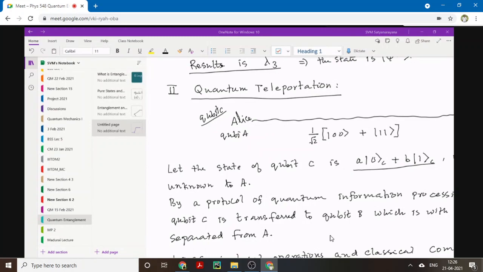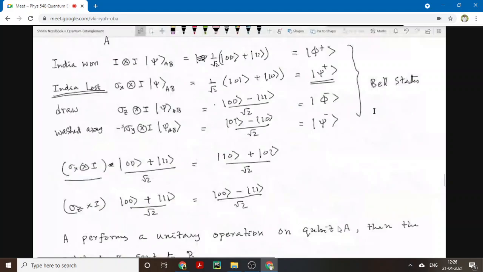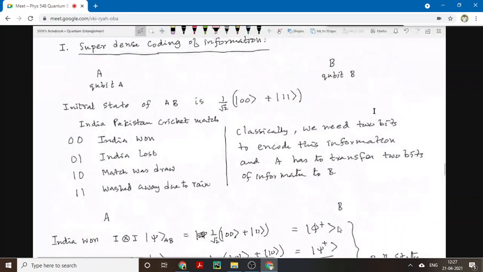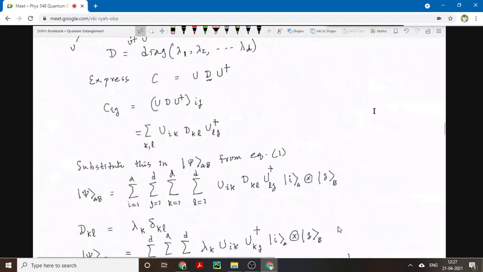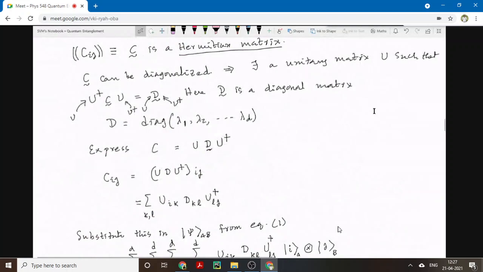Sir, I have three doubts. One is, can you scroll up, sir? Scroll up. When you wrote the proof for the Schmidt analysis, there you express U D U dagger IJ as U I K D K L U dagger JL. That I could understand, sir. How did you introduce the KL, that notation? There I was lost a little bit.